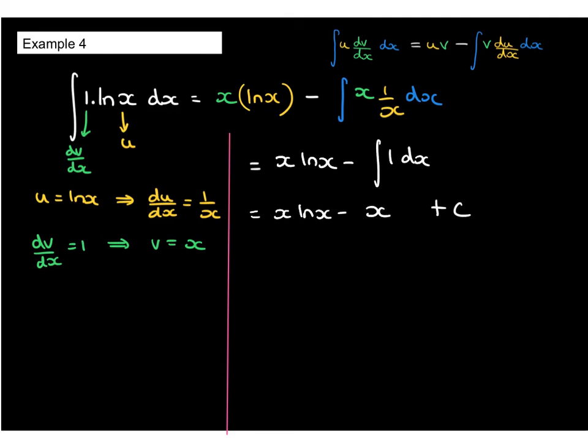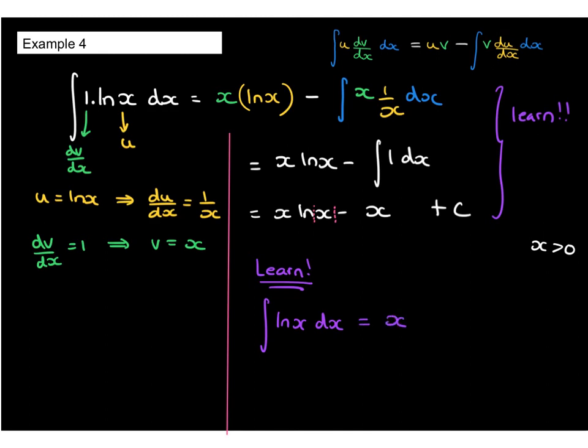Now, I haven't used the modulus in any of this, so really we're assuming that x is greater than 0, otherwise we need to make sure we include a modulus function here and here. Now, that is actually a very useful result to memorise. You should learn the process by which we integrate ln of x, and you should also learn that the integral of ln of x with respect to x is x ln x minus x plus a constant.